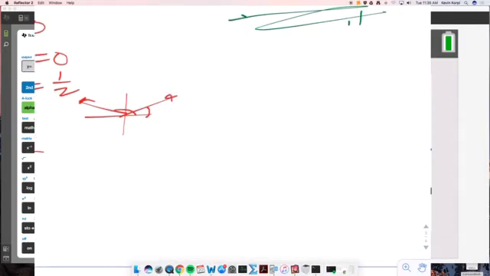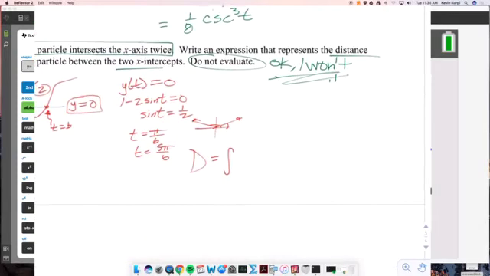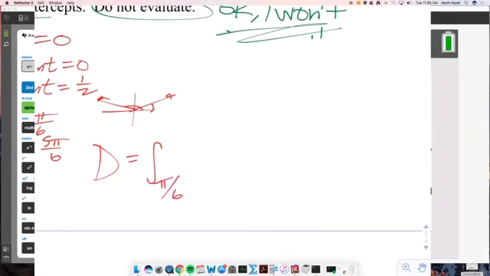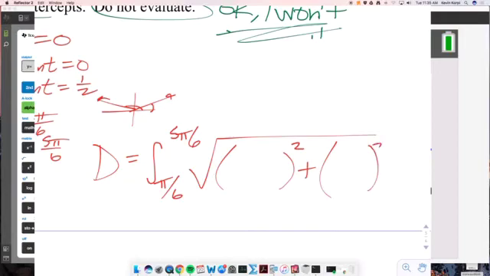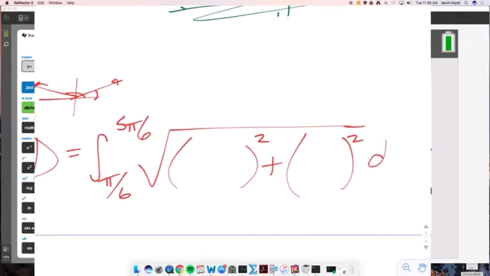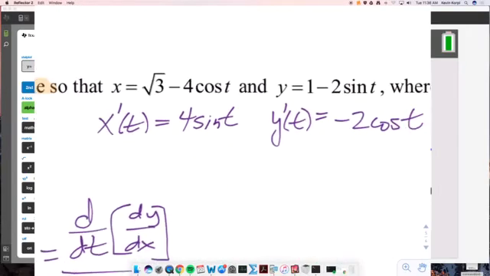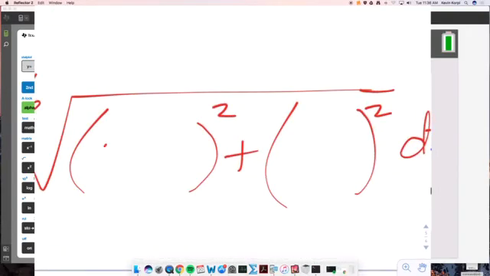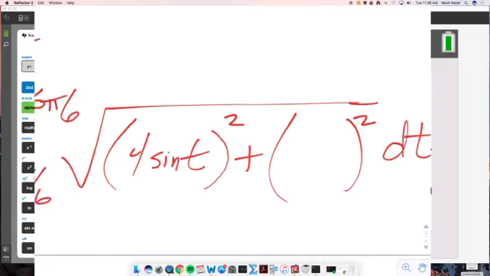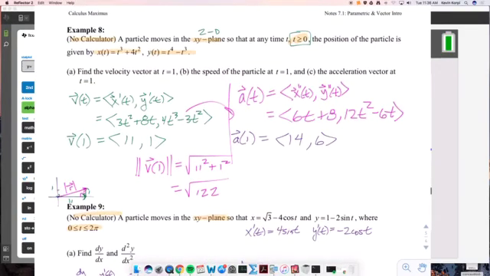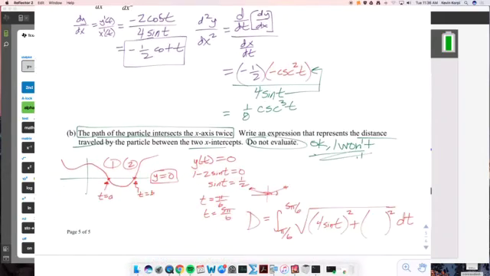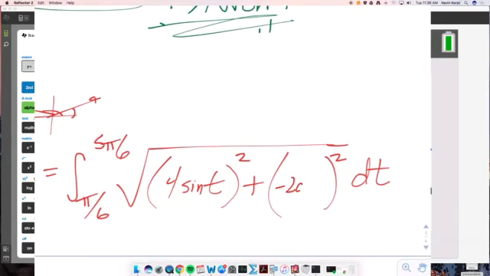So here we go. You can use d for distance if you want instead of L. It's going to be the integral from pi/6 to 5 pi/6 of the square root of x prime squared plus y prime squared, or dy dt squared, dt. And now again with tunnel vision, I have to come all the way back up here. X prime was 4 sine of t, so 4 sine of t. And y prime back up here was negative 2 cosine of t. Negative 2 cosine of t.